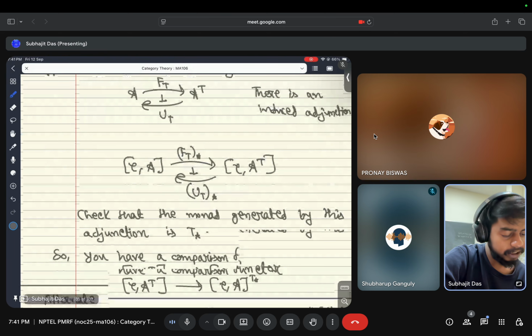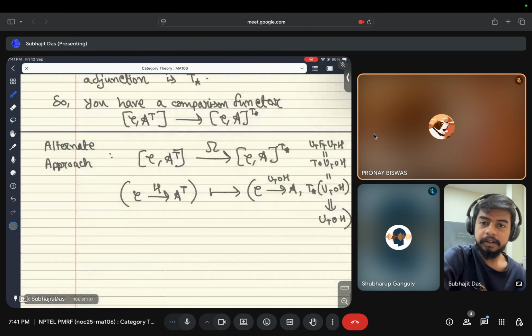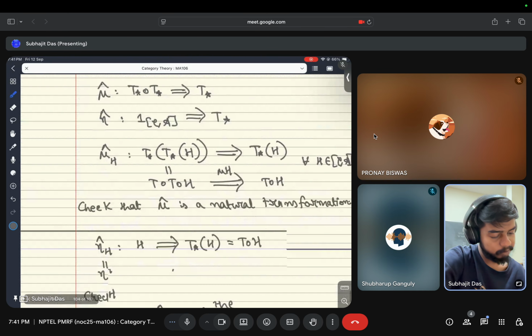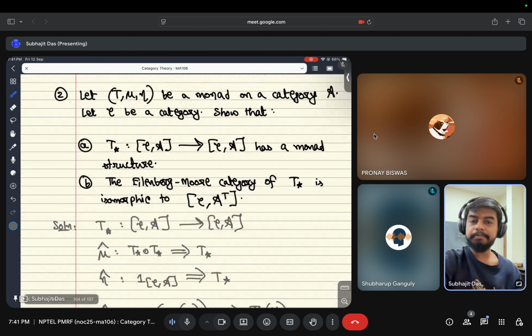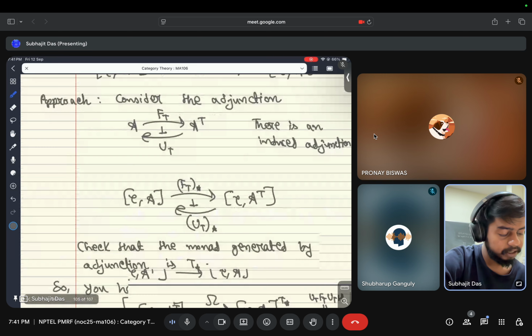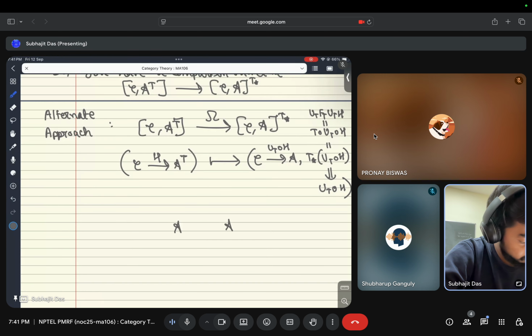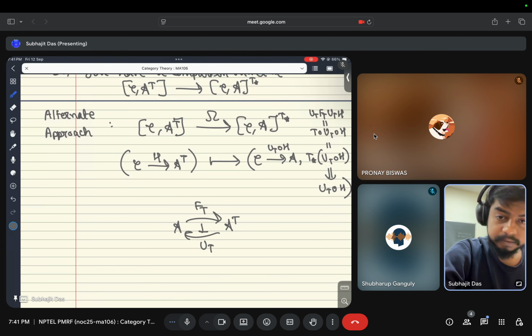Why do we have that? FT was our, what was the first problem? I also forgot. Yes, putting a monad structure on T upper, T lower star. That's a different thing. So let's write it then. So A power T, you have FT, you have UT. What I want is a natural transformation UTFT UTH to UTH.